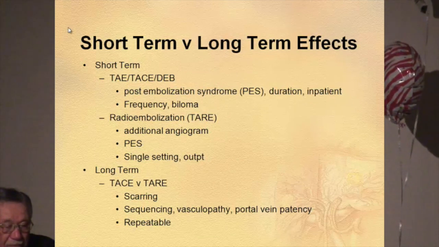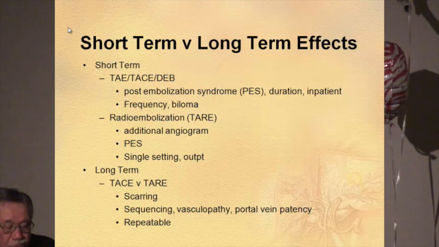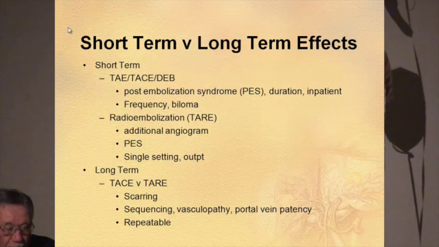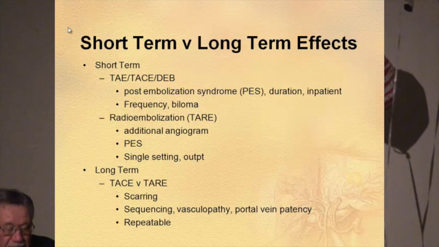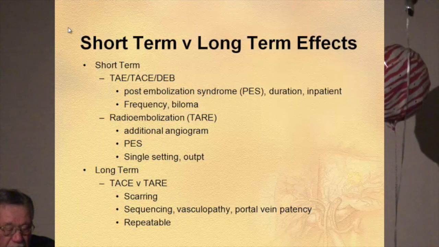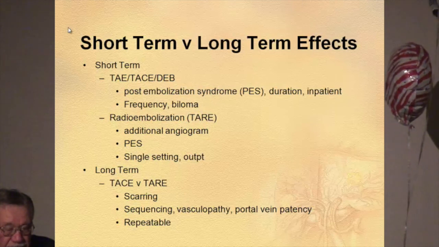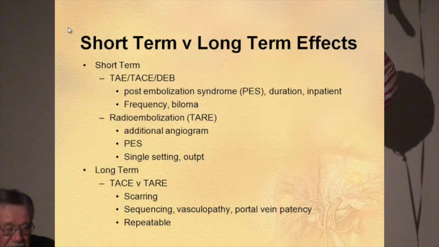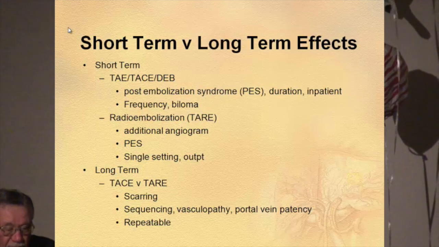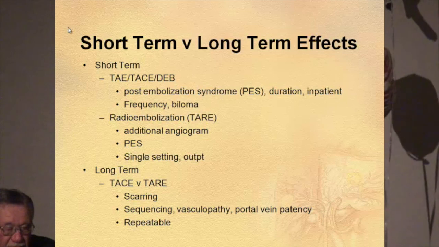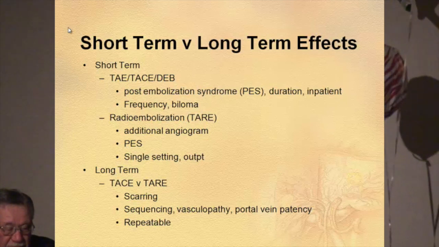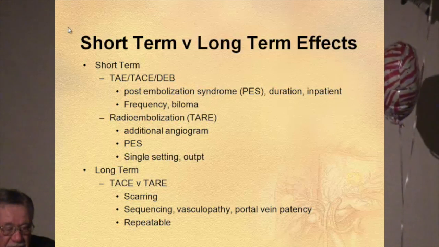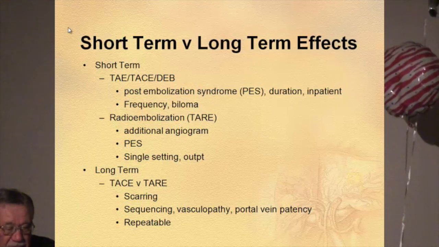You get post-embolization syndrome pretty much with everything that we do. With drug-eluting beads, there's an increased risk of a biloma, which is damage to the bile duct. With radioembolization, you have to have a planning angiogram. However, I can usually treat the liver entirely in one setting after the preliminary angiogram. There is a question whether we develop more scarring with radioactive microspheres than with chemoembolization. And there are some reports in colon cancer patients of the spleen getting larger.